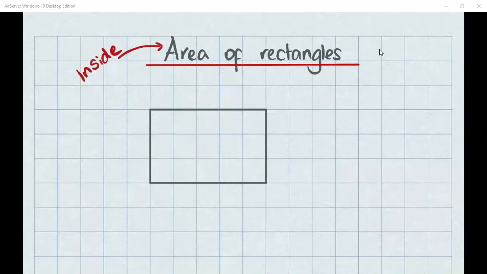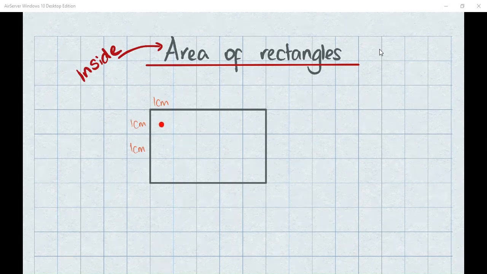To find this, because it's drawn on squared paper, we can just count the squares. Now, each one of these squares is 1 centimetre. That's 1 centimetre, 1 centimetre, 1 centimetre, and it keeps on going. So I can count up how many centimetre squared or squared centimetres are inside this rectangle.